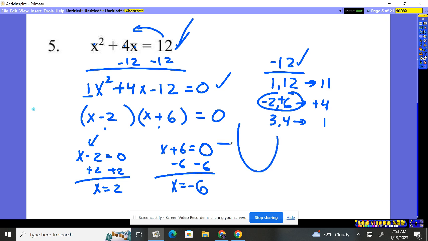Technically, the parabola is crossing at positive 2 and negative 6. That's the x-axis. That's where it's crossing. That's literally what we're finding.